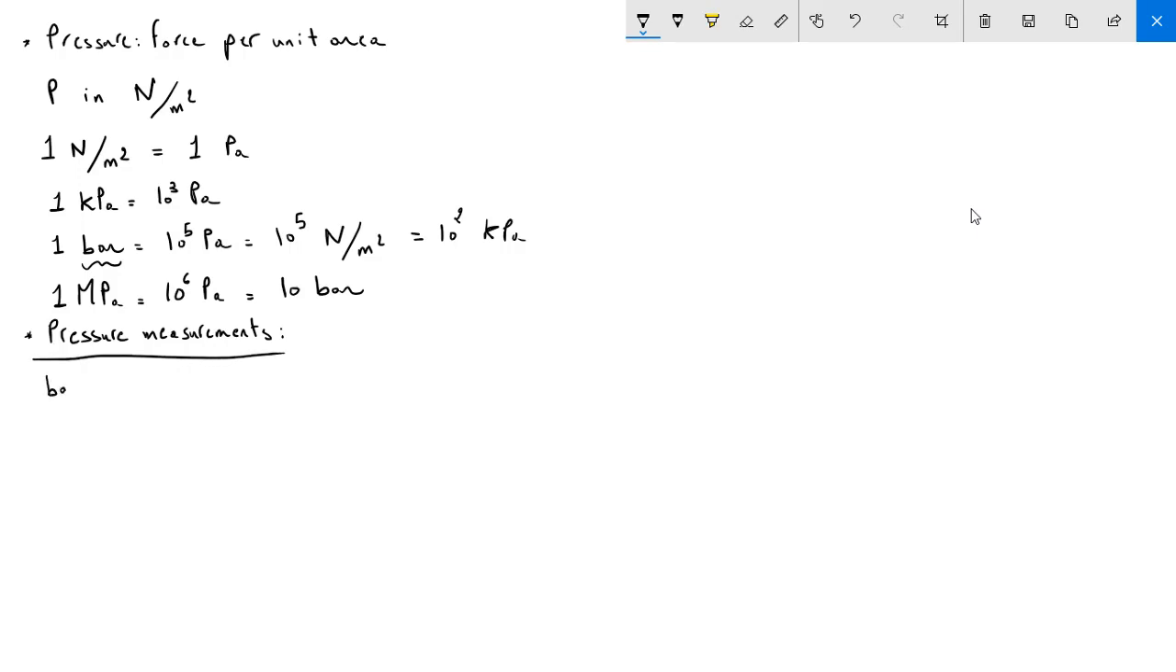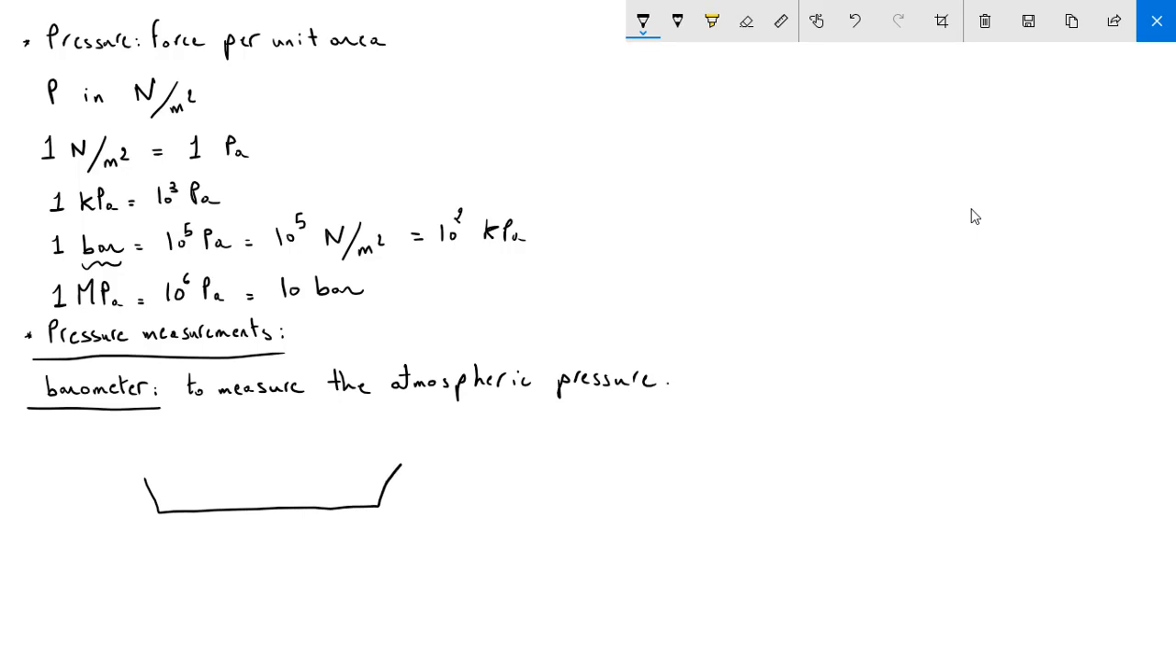First, we will talk about the barometer. A barometer is a device to measure the atmospheric pressure. It is a container with mercury in it and an inverted tube, which has a level of mercury, let's say here L. Above the mercury, we have mercury in vapor form, and this is mercury in liquid form.